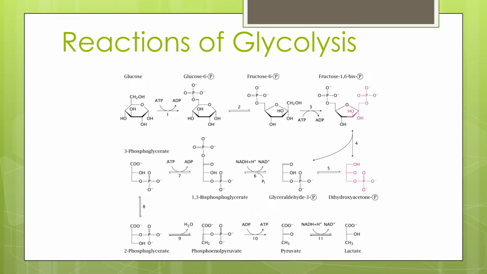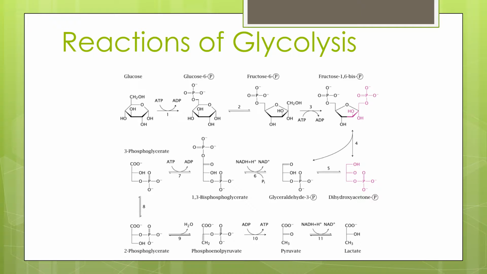This yields two different products, dihydroxyacetone phosphate and glyceraldehyde 3-phosphate. Fifth, the isomerization of dihydroxyacetone phosphate to a second molecule of glyceraldehyde 3-phosphate by triose phosphate isomerase.